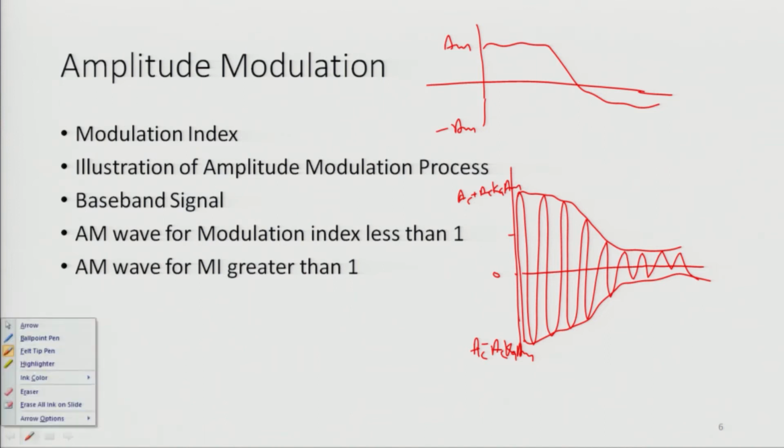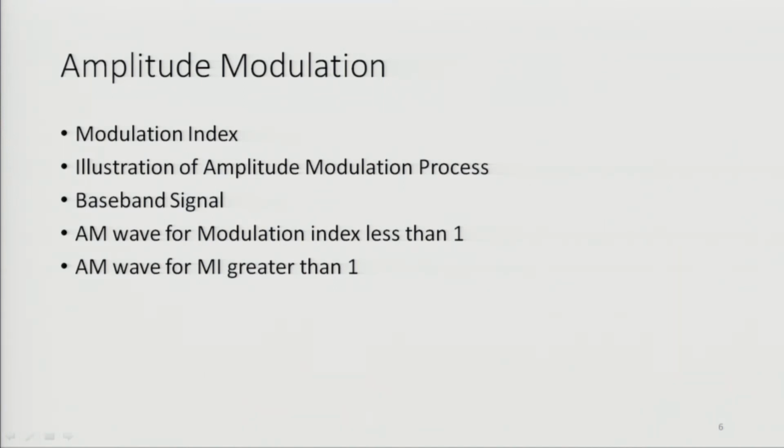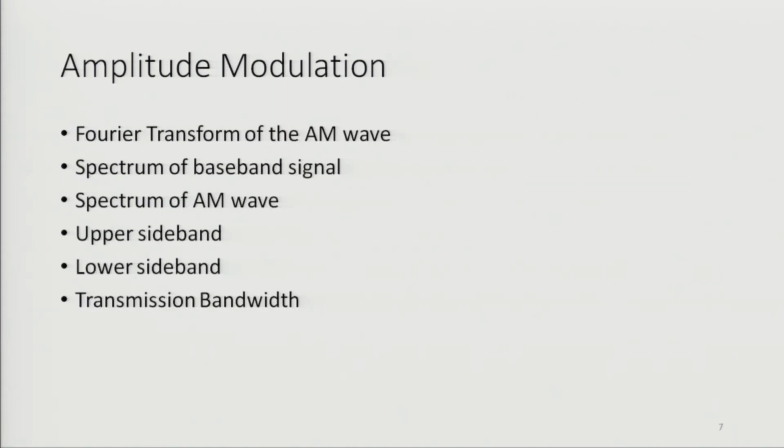Similarly, for modulation index greater than 1, the same modulating signal can be drawn like this. If modulation index is greater than 1, it may be overlapping and it will be distorted. So that is the basic need, that we will take modulation index less than 1.